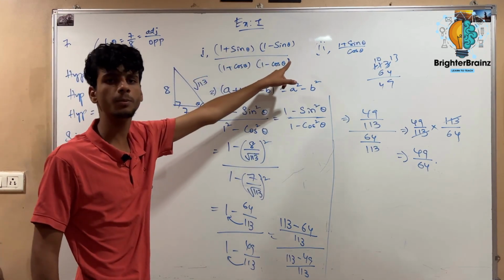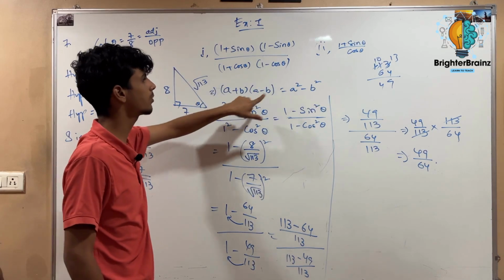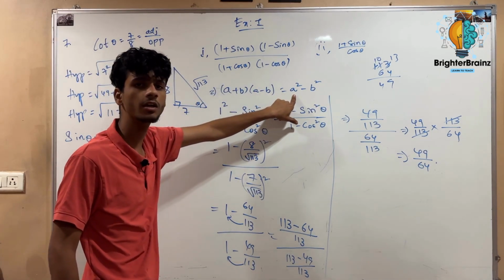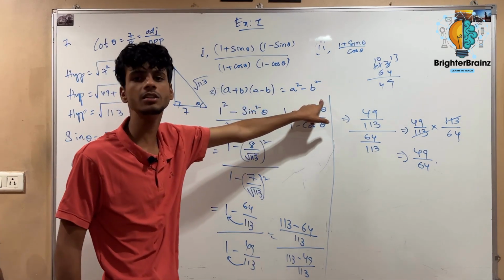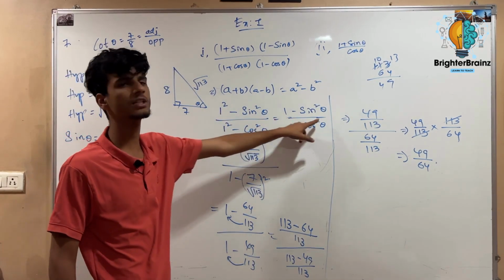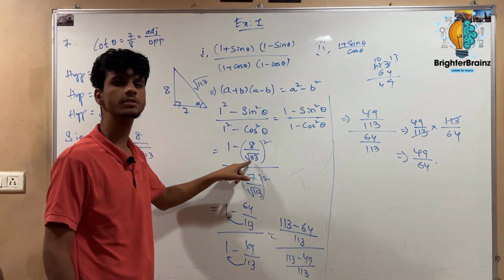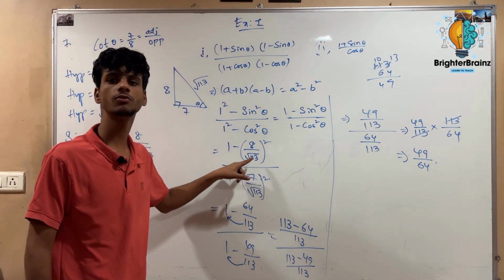We are using a property here. It is in the form of (a plus b) into (a minus b). So we are acquiring the square here from the property, that is a square minus b square. So 1 square minus sin square theta, that is 1 minus sin square theta. Due to this square, the root is getting cancelled here, so that the simplification will be easy.